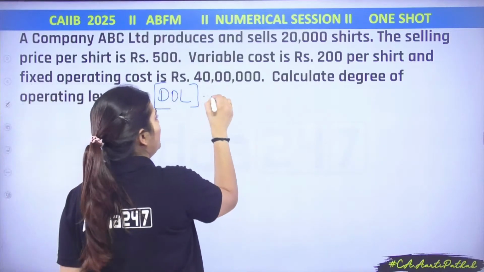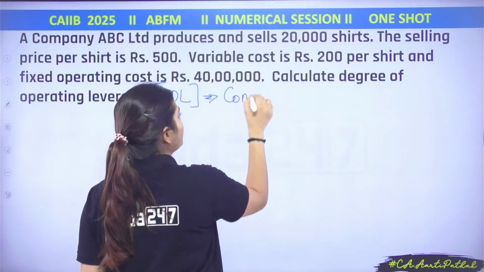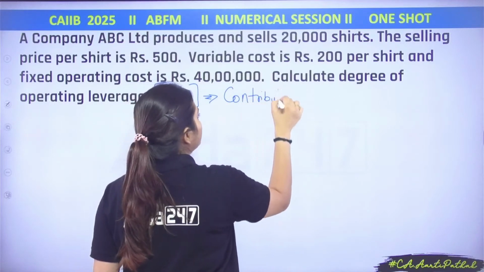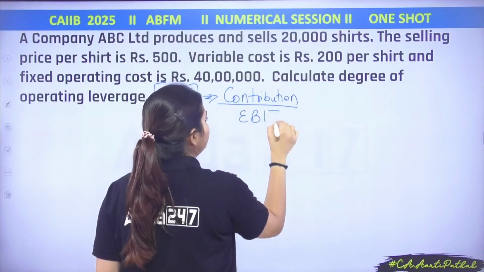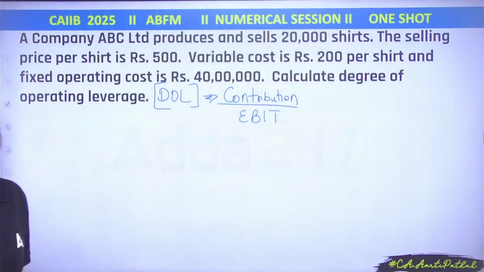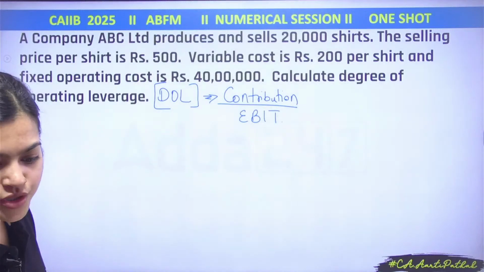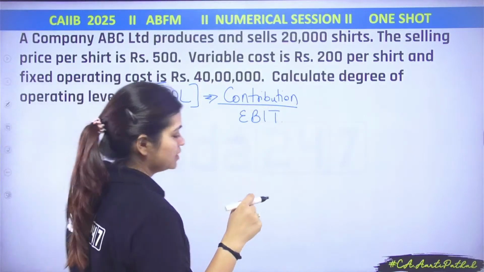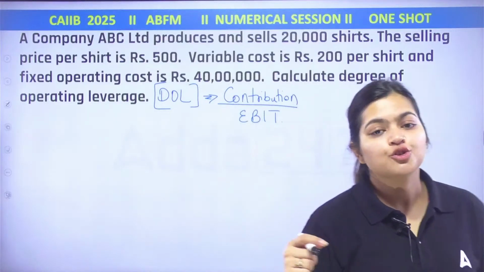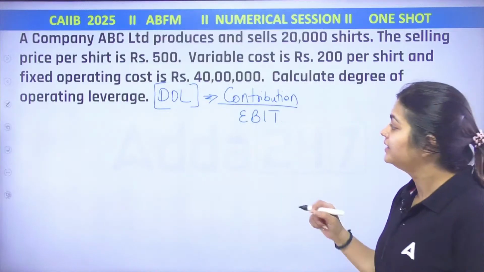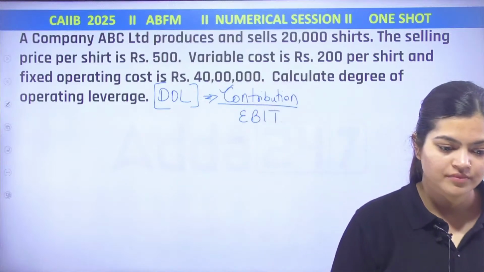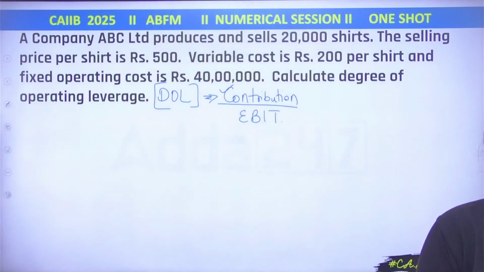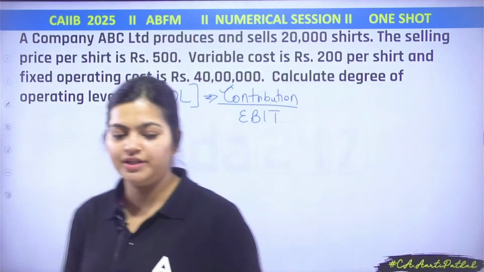Now for the DOL we require contribution divided by EBIT. Everyone tell me the contribution here. In your first question, we have seen about the profitability statement. So please use that statement and calculate this contribution. Calculate the contribution here.